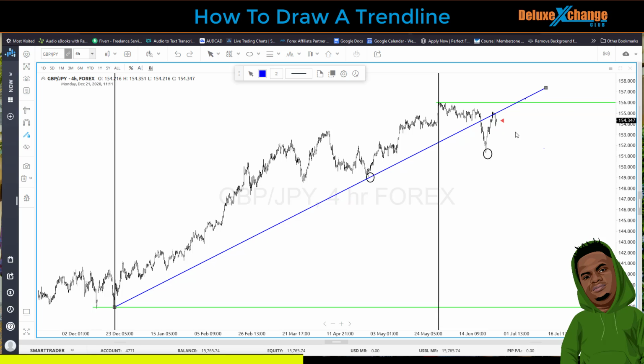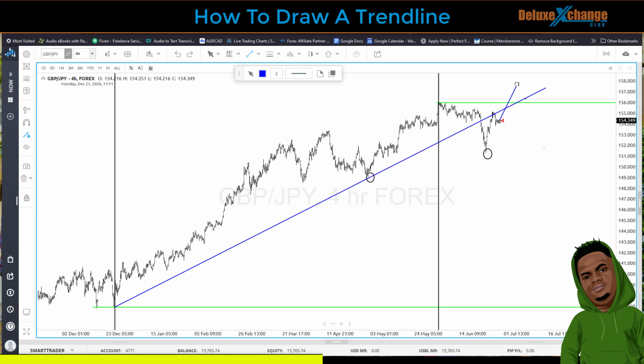If for some reason the market continues to push up, it means that we have an adjustment in terms of the highest point on the chart. When that happens, then you can adjust your trend line. So let's say, for example, from here, the market continues to push and it does this.